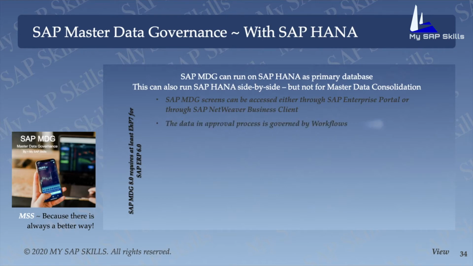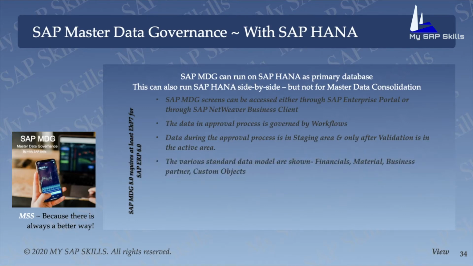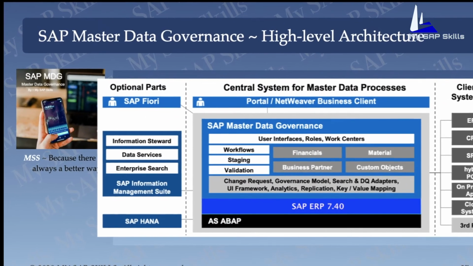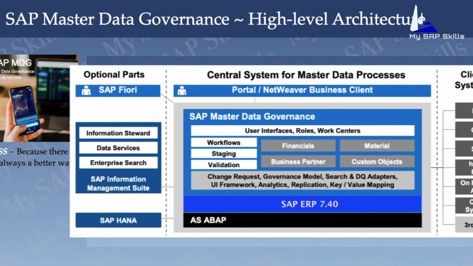The data in the approval process is governed by workflow mechanisms. Data during the approval process stays in the staging area, and only after validation does it move to the active area. You can see the various standard data models on the screen, which we have already discussed before, such as financials, material, business partner, and custom objects.